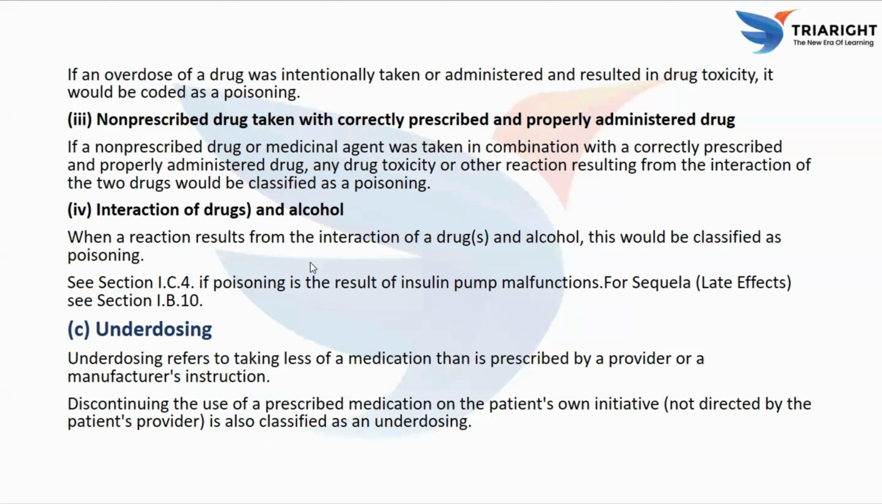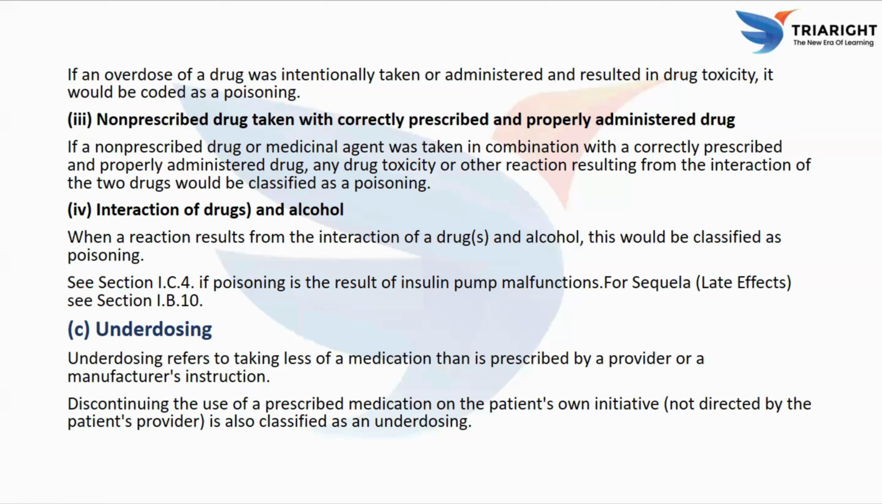So next is interaction of drugs and alcohol. When a reaction results from the interaction of a drug and alcohol, it is classified as a poisoning. Alcohol is considered a toxic substance. Combining alcohol with medication, even if correctly taken, can cause CNS depression. CNS means central nervous system depression, respiratory failure, hypotension, and also coma. So you have to always code it as poisoning.